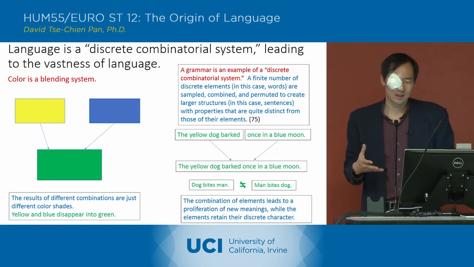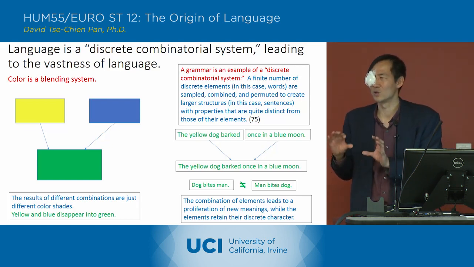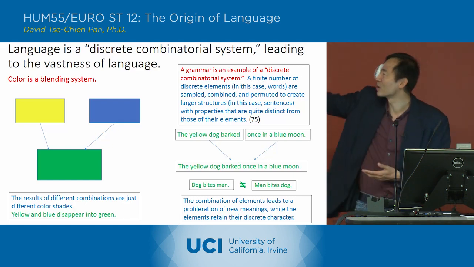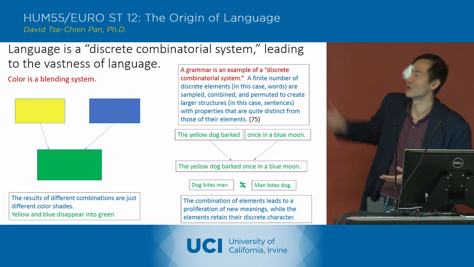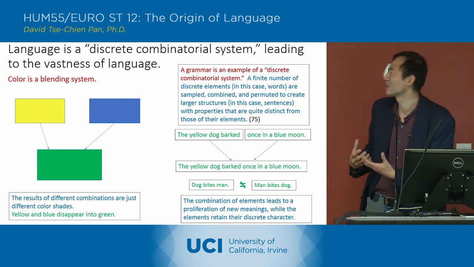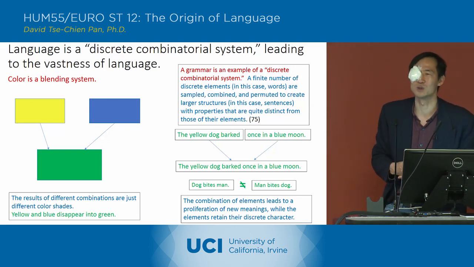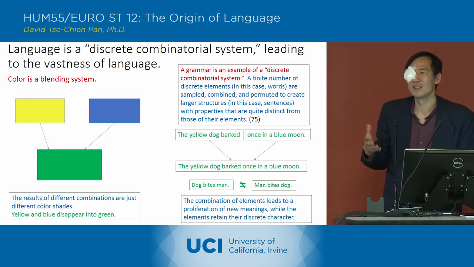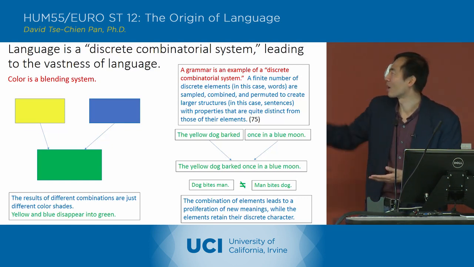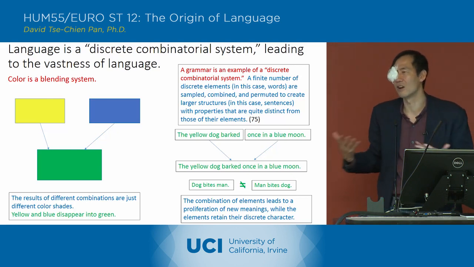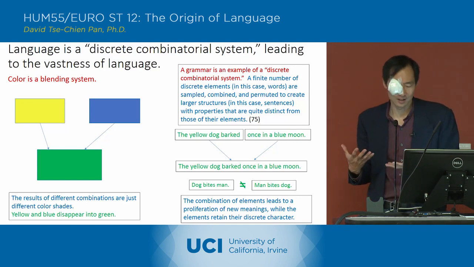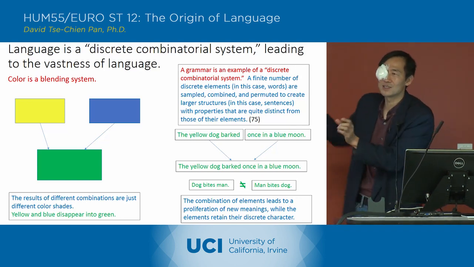It's very different from this discrete combinatorial system in which, if you combine something, the yellow dog barked once in a blue moon, you put those two things together, all of a sudden it's also actually the yellow dog barked. It's saying that he did bark once in a blue moon, all of a sudden he's hardly ever barking. And so you combine different elements, you get a totally different meaning, first of all. But all those elements, once you combine them, they still stay separate.